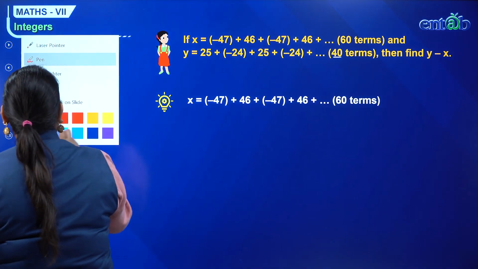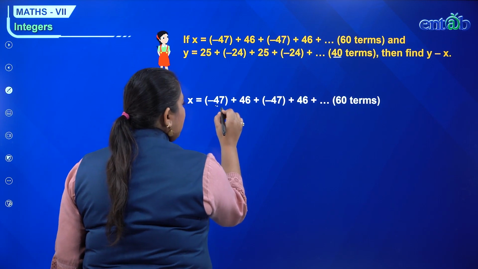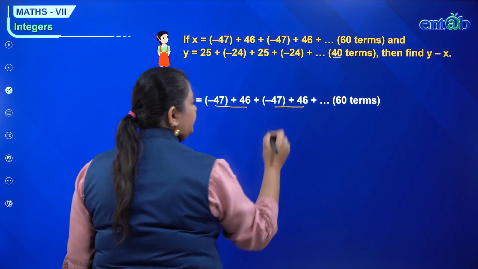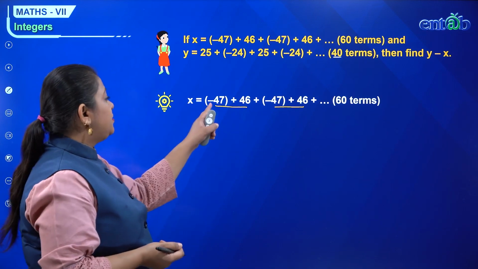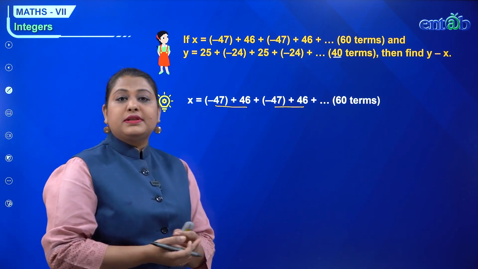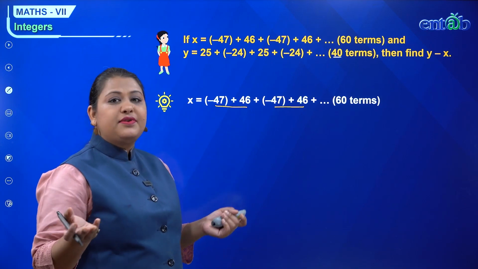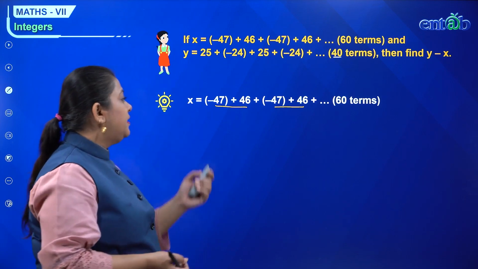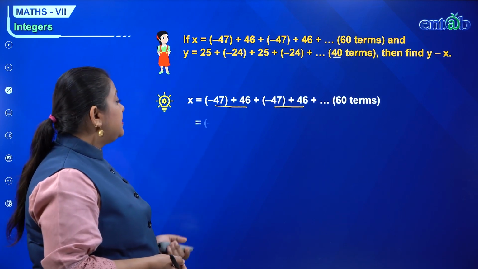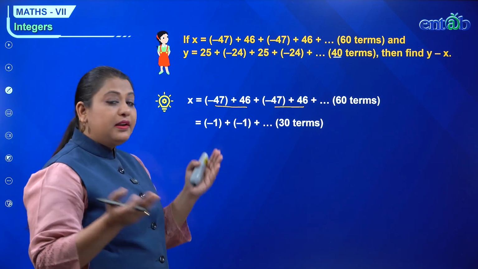Let's check. Now here observe one thing, that the numbers are given in pairs. So they are repeating themselves in pairs, right? So minus 47 plus 46. What is minus 47 plus 46? That is minus 1, right? You have already learned addition and subtraction of integers, correct? So this is basically minus 1 plus so on minus 1.